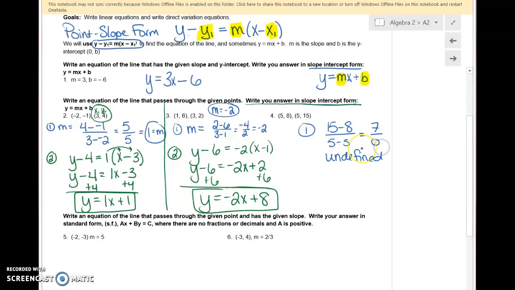This is where that Hoy and Vux thing can be really helpful. Undefined, that would be a u from Vux. So that means this equation is going to be x equals something with no y. X equals, take a look at both of your points. What's the x value in both of your points? 5. X equals 5.